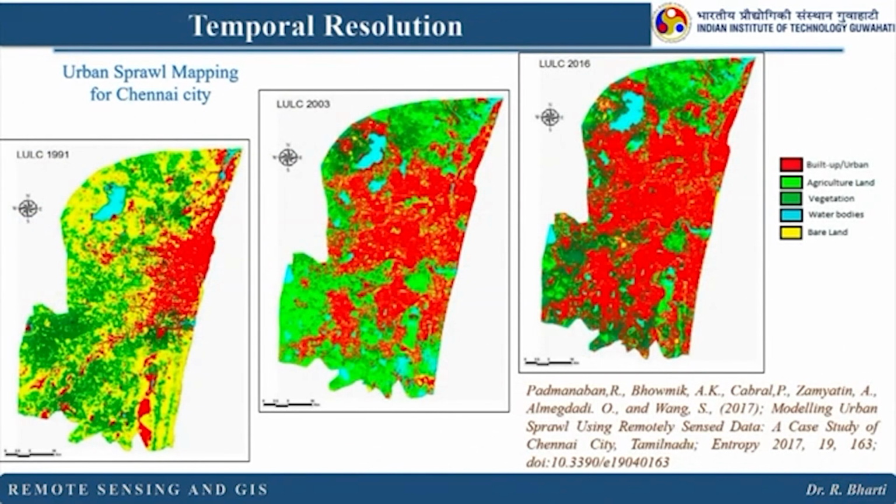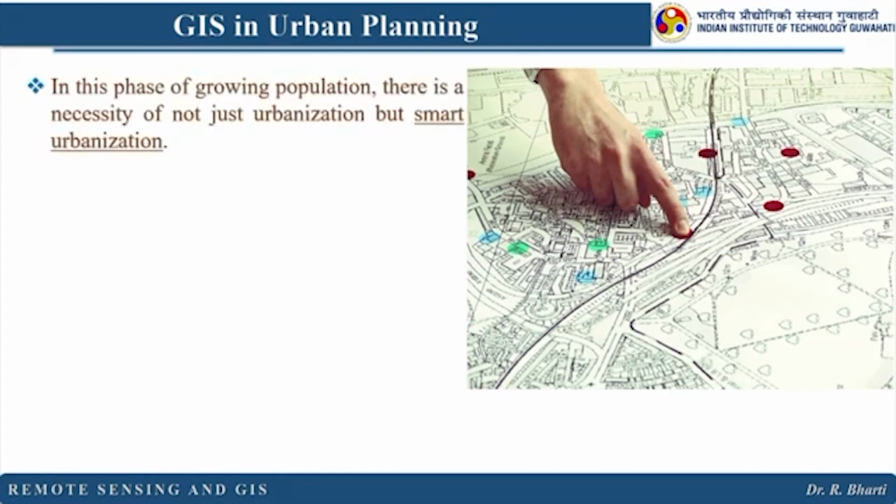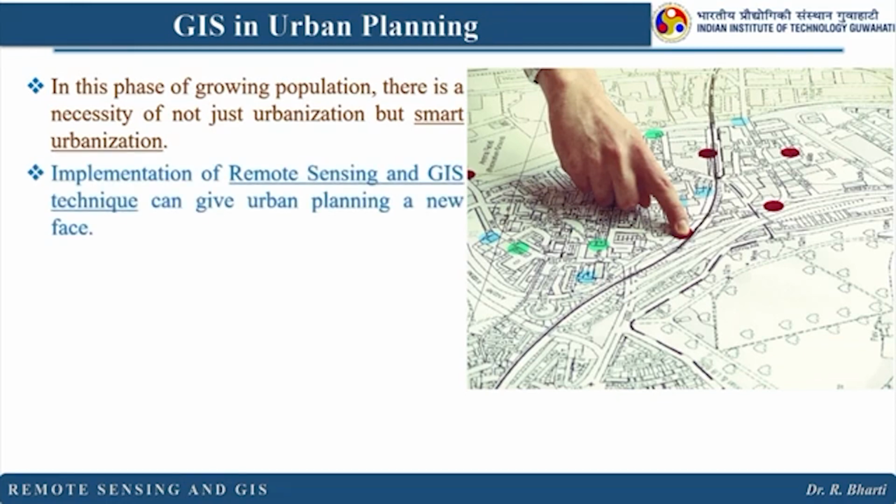Now, when you have temporal resolution, so more images are available for the same area from the same satellite, you can produce such maps and analyze how built-up area, agriculture land, vegetation, water body, and bare lands are changing with respect to time. So, basically what is happening here is one class is getting converted into another class depending upon the demands of the people. When we talk about GIS, in this phase of growing population, there is a necessity of not just urbanization but smart urbanization, right. Implementation of remote sensing and GIS techniques can give urban planning a new phase, that I hope you can understand by this example.